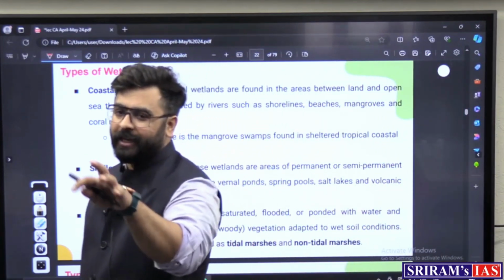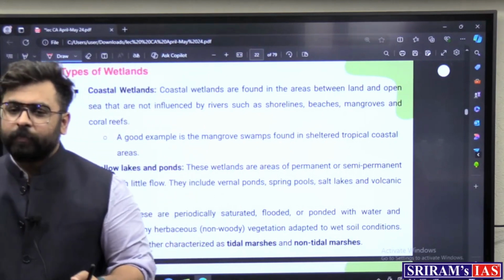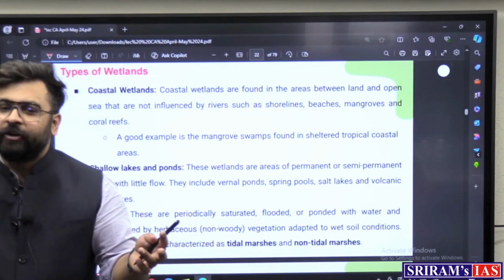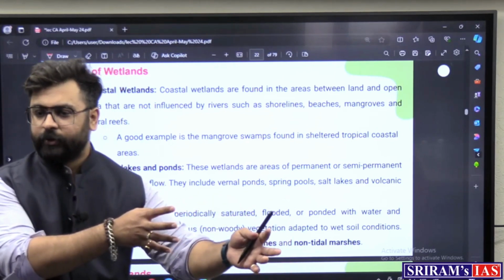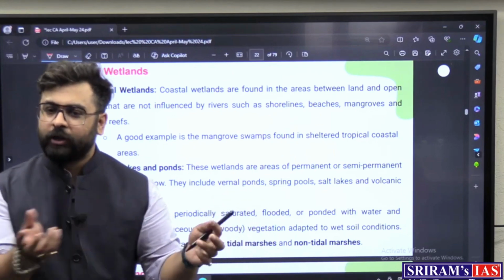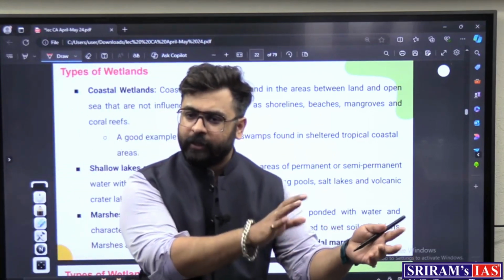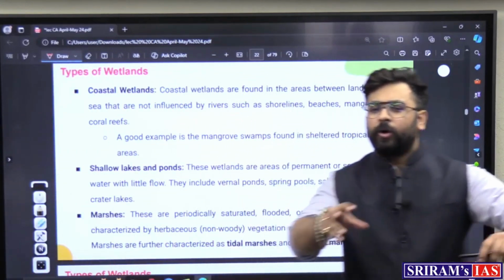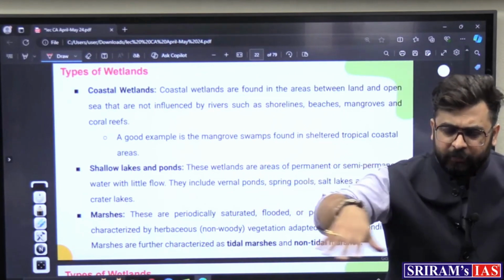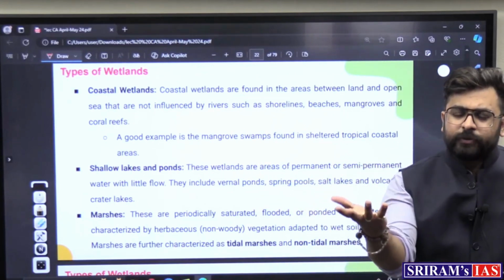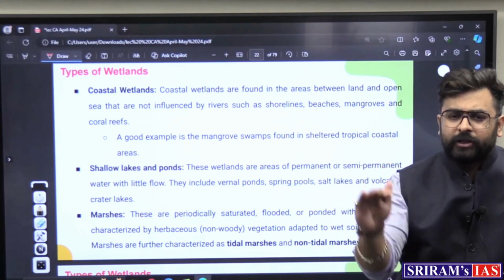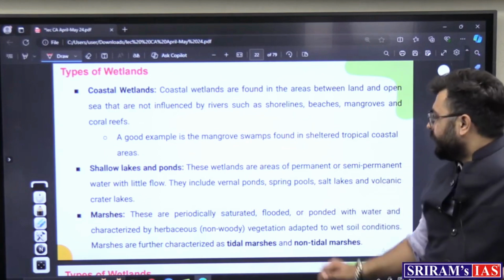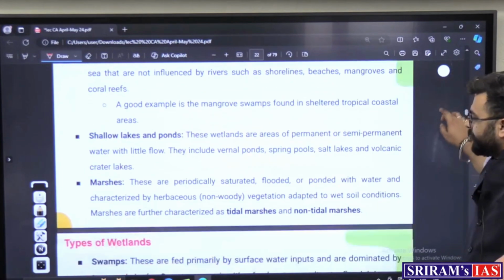Basically, all those areas near the coast which get filled with water during high tide are known as tidal marshes. So water will come in some part of the day and then recede in some part of the day. Then non-tidal marshes will be all those areas, maybe in a forest, where the water table is way too high, almost at the subsoil level. Okay, so these are tidal and non-tidal marshes.